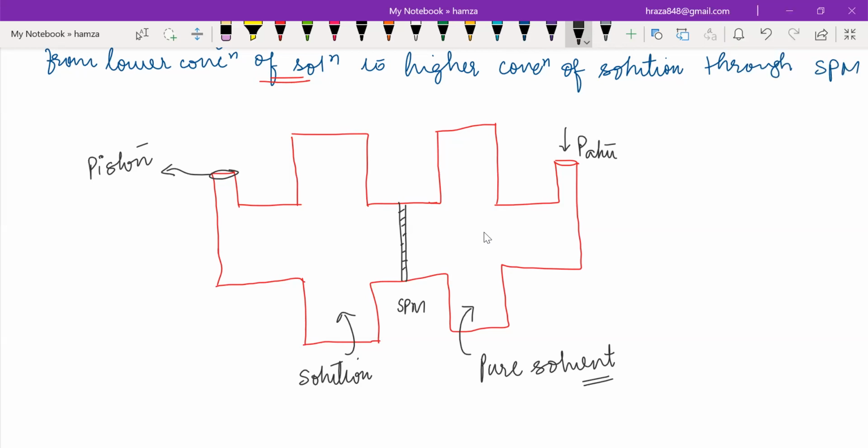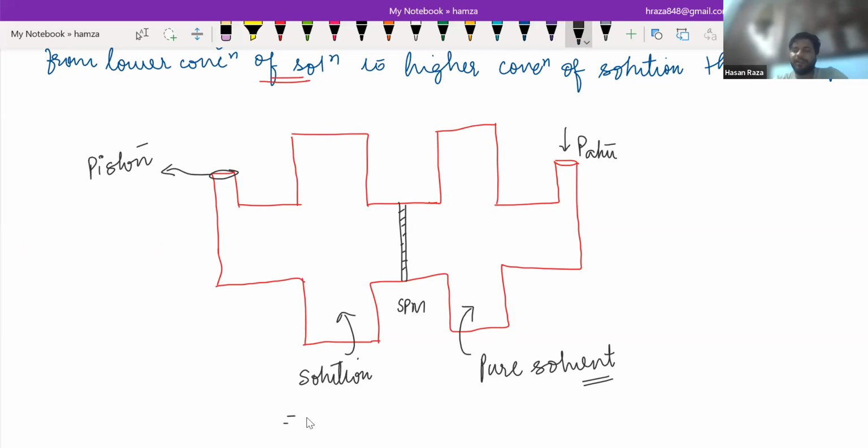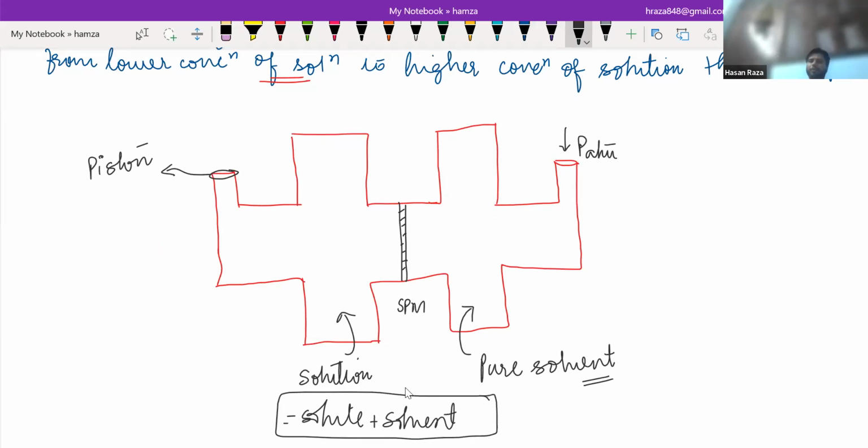On the left side, it is solution. That means solute and solvent both are present. Yes or no? Yes, sir. Solute and solvent both are present. And on the right hand side, it's pure solvent, and the chambers are equal in area. That means the particles of the solvent will be higher on the right hand side or not? Tell me.